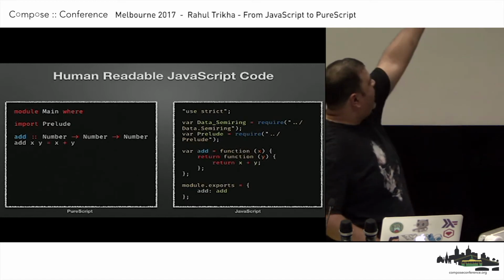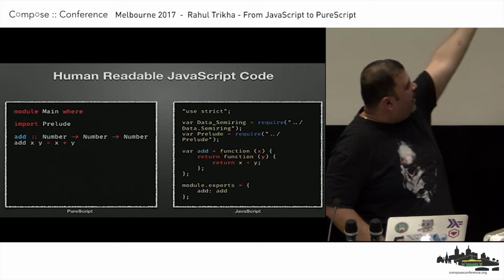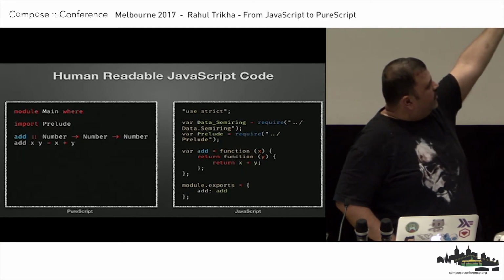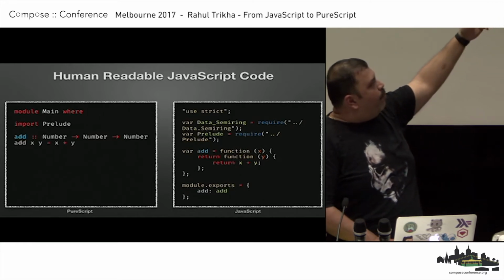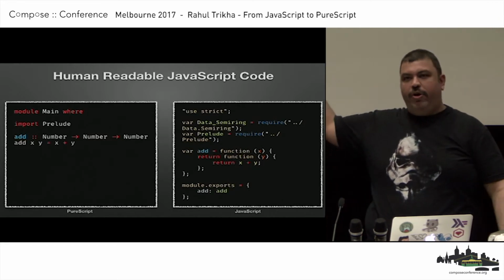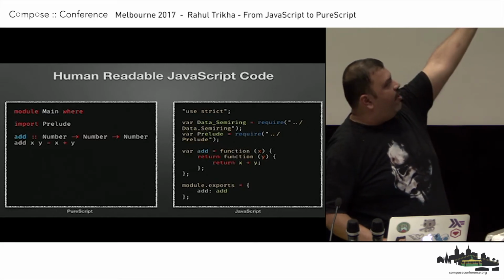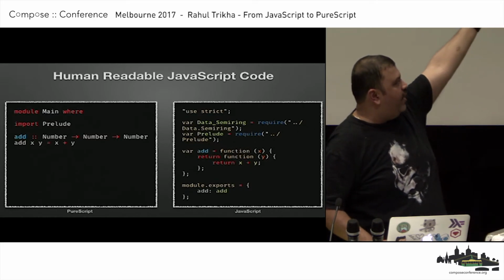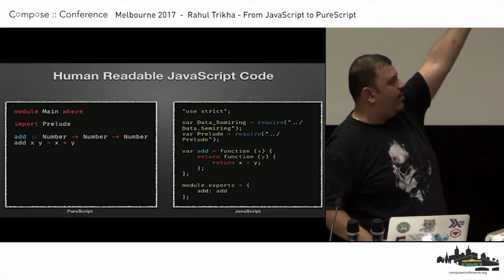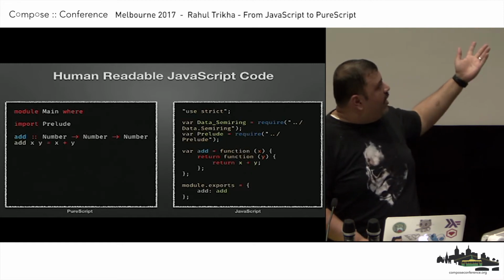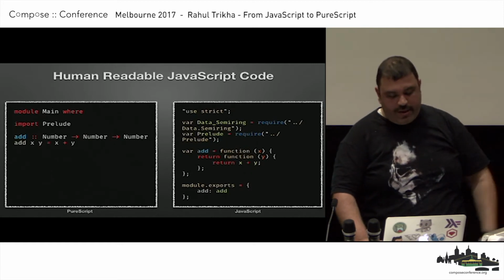You have the add function, which has the same name, and it takes one parameter, and it returns another function which takes y. Basically, everything inside PureScript is curried by default, all the functions. So this is just mimicking that curry behavior. If you call it with 1, it will return a function back, which is waiting for another argument. So this is quite readable. I really like it, because I can see what the PureScript code is doing.